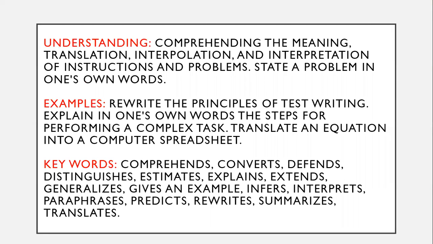Examples: write the principles of test writing, explain in one's own words the steps for performing a complex task, translate an equation in the computer spreadsheet. So the keywords that you need to look at for this level of thinking are comprehends, converts, defends, distinguishes, estimates, explains, extends, generalizes, gives an example, infers, interprets, paraphrases, predicts, rewrites, summarizes, and translates. So from remembering, you jump to understanding. You'll be able to relay in your own words the facts that you remember from the text that you are reading.